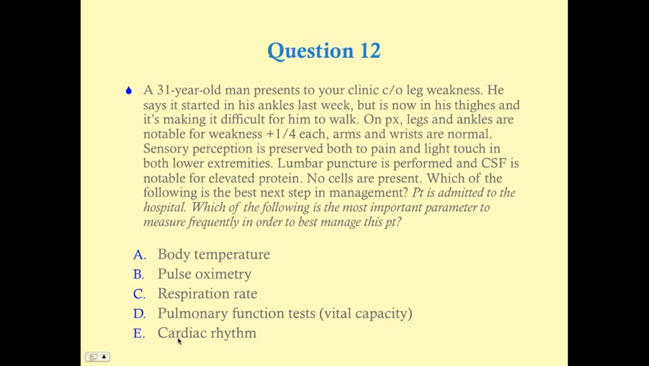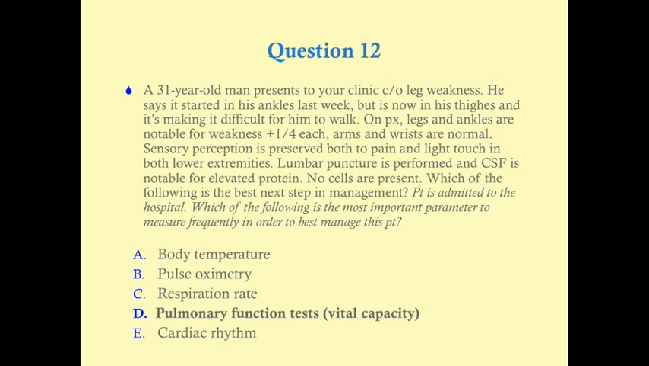Alright, and the answer to this question is D, pulmonary function test. So we are concerned about his vital capacity. This is what will tell us how paralyzed, how weak his diaphragm is. So we monitor vital capacity. We monitor it daily, if not usually more than daily. Usually it'll be monitored 2, 3, 4, 5 times a day.